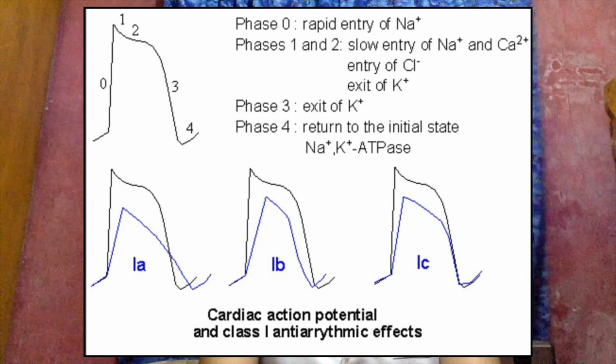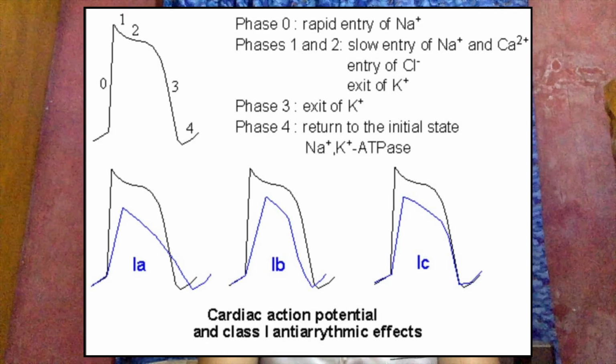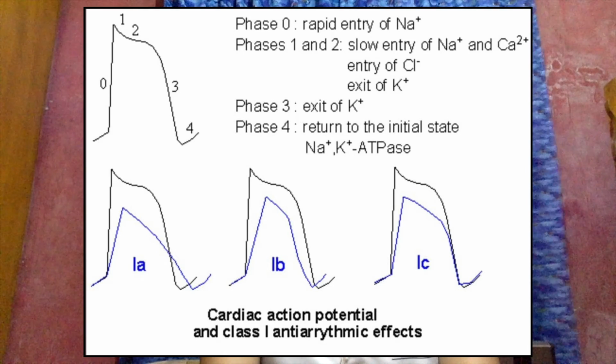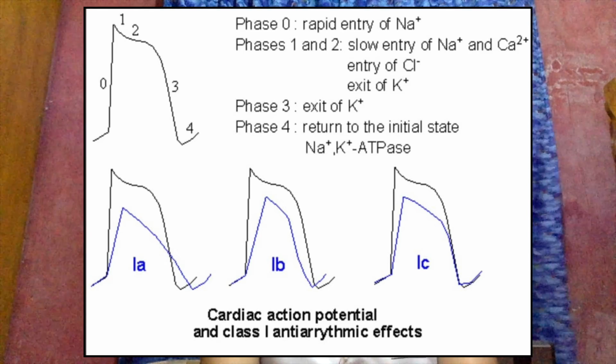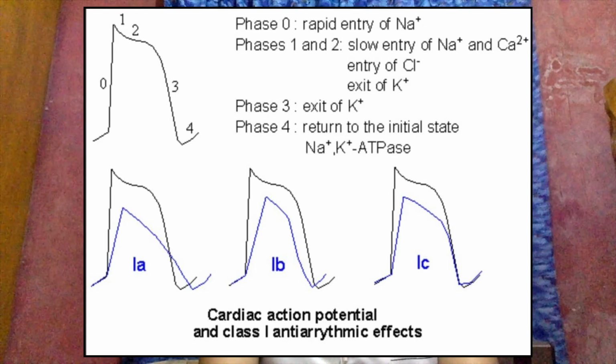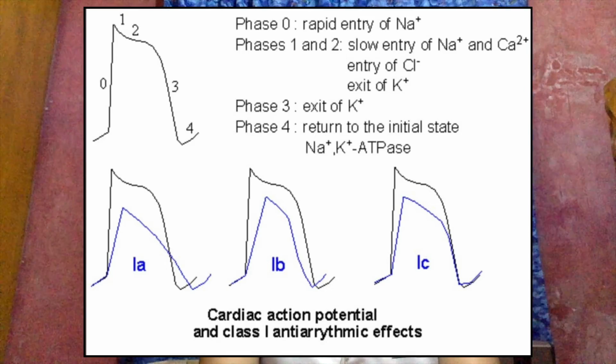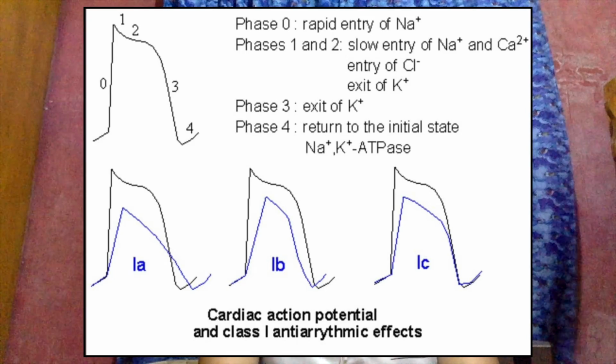On phase 4, or the resting membrane, the activity of the sodium and potassium ATPase pump creates a negative intracellular potential because of the exchange of 3 sodium ions for only 2 potassium ions lost. So now, I will be discussing the QRS complex or the QRS duration.